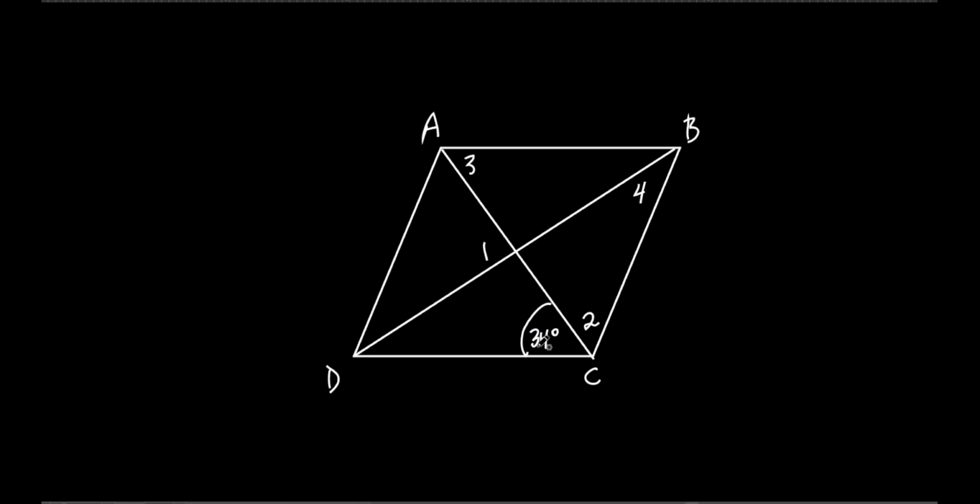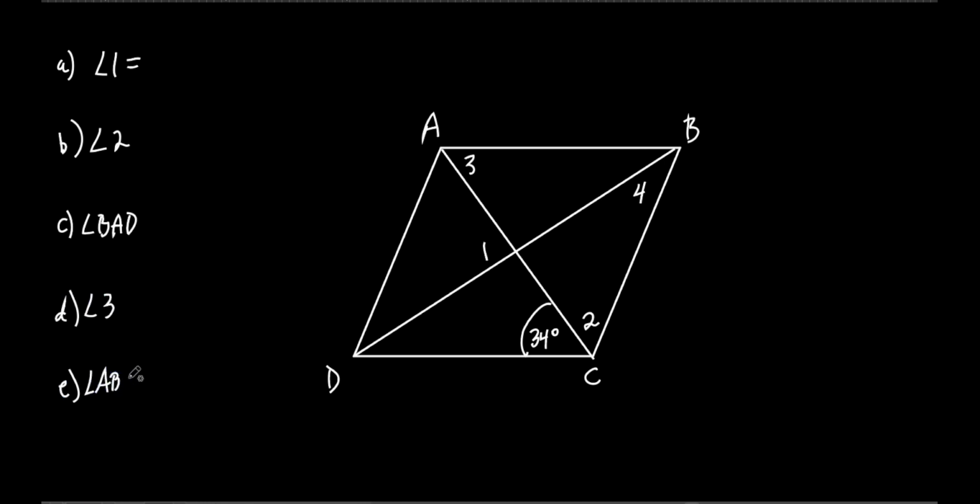So here they're going to ask a bunch of stuff. Let's write down what they're going to ask, and then we'll figure it out. So they're going to ask for angle 1. This is part A. Part B is angle 2. Find angle 2. Part C, find angle BAD. That bad angle right there. Part D is find angle 3.